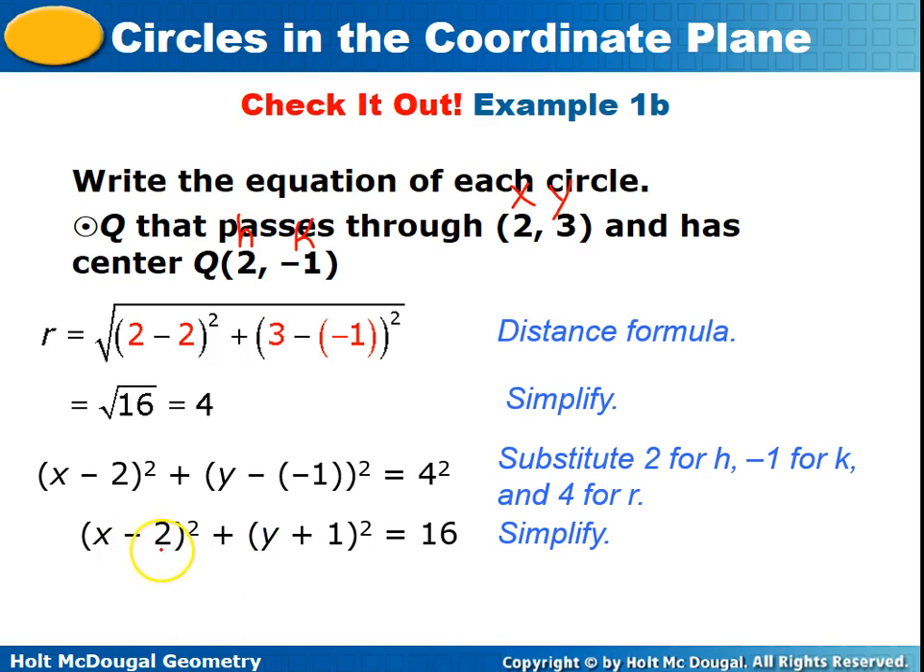So again, we can pull our center right from here. (2, negative 1) is our center, and if we take the square root of 16, that's our radius. Great way to check your problem.